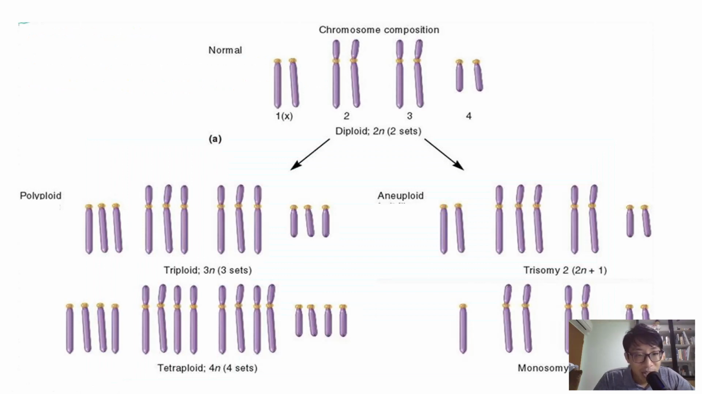So some examples here. This is the normal diploid, 2 sets. Here I have 3 sets, here I have 4 sets. This one has the normal 2 sets but with 1 extra chromosome, so 2n plus 1. This one is the normal 2 sets again, but with 1 less chromosome, so 2n minus 1.